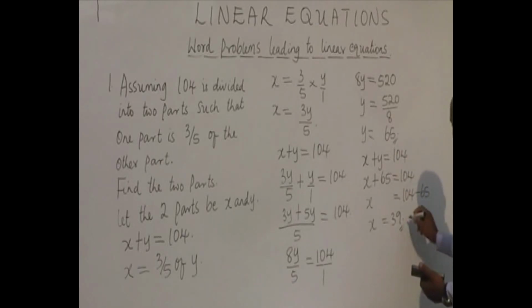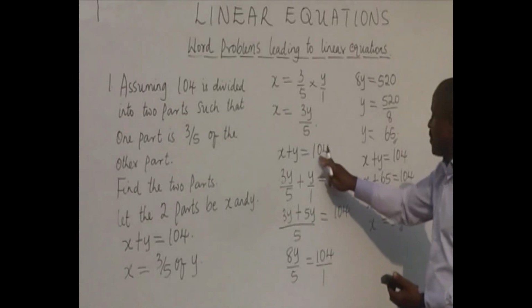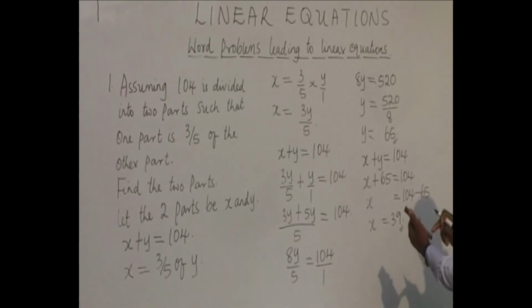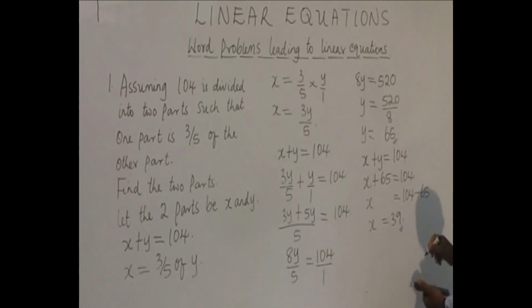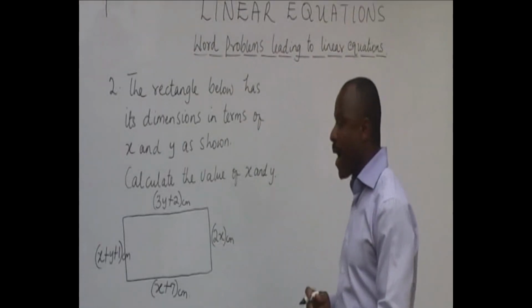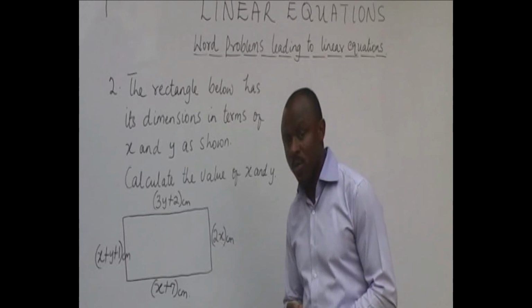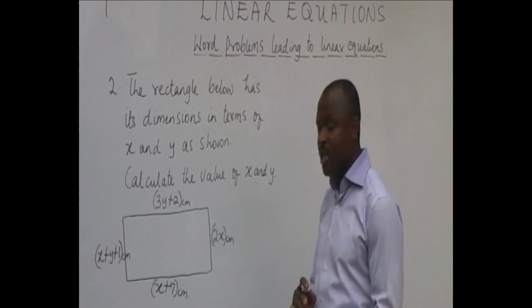That means 104 was divided into the parts of 65 and 39. If you want to cross-check, you do that by adding 39 and 65 to find if it will be up to 104. It's equal to 104. You are correct. Question number 2 on our linear equation word problems leading to linear equation.